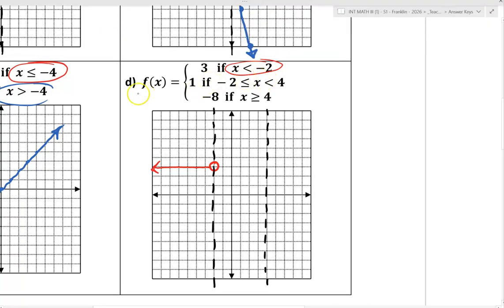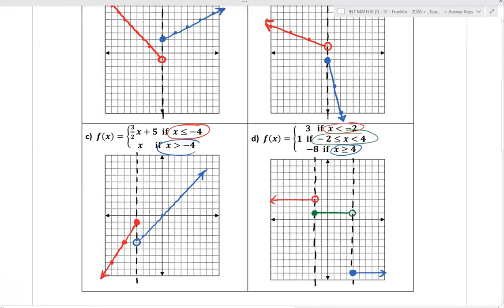In the middle, f of x is equal to 1 if x is greater than or equal to -2 or less than 4. So I have a filled in circle here at -2 and an open circle here at 4, and x is between them. And then for the right side, the greater than or equal to 4, f of x is -8. So let's go down to -8. It's a filled in circle, shaded or drawn to the right like that. So all of these happen to be horizontal lines, but if one of them had been a regular mx plus b type equation, one of my sections would have been a diagonal line, but they were all horizontal here.